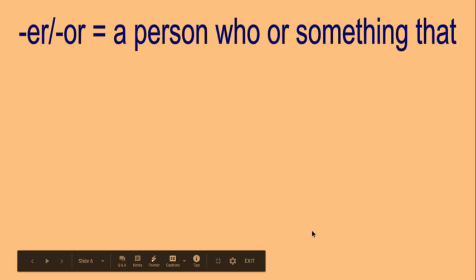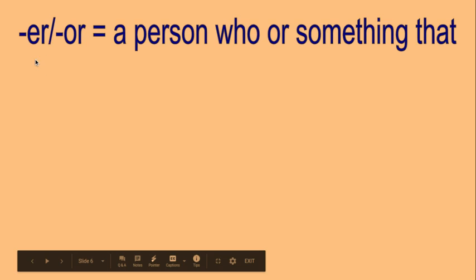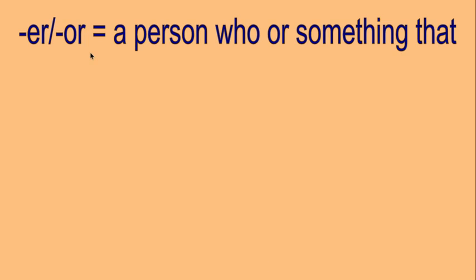Let's go on to our next affix. Our second affix means a person who or something that. And you'll notice that both the er and the or suffix can be added to a word to make it a person who is doing something or something that is doing something.